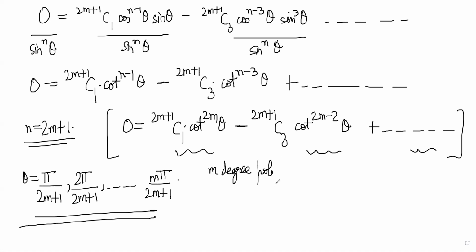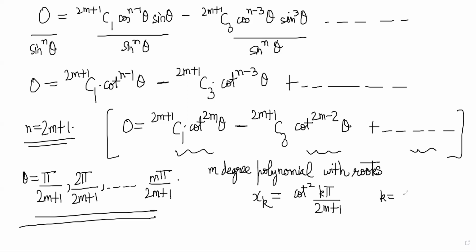An m degree polynomial with roots being equal to xk, which is cot square k pi by 2m plus 1, where k goes from 1 to m, right? The roots of the polynomial are what? Cot square k pi by 2m plus 1. For k is 1, it is cot square pi by 2m plus 1.